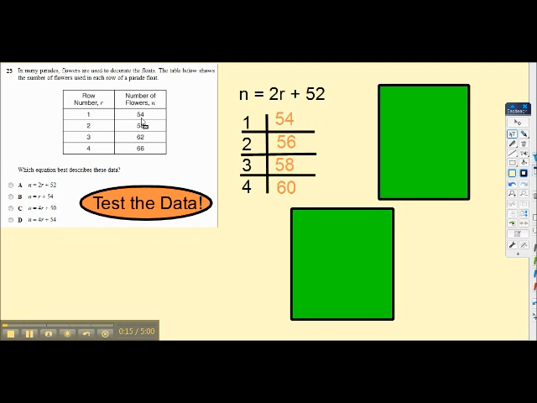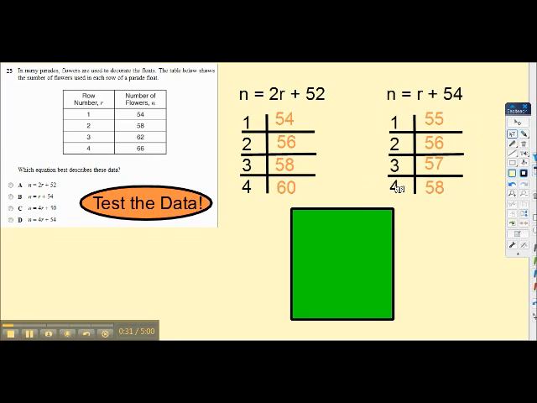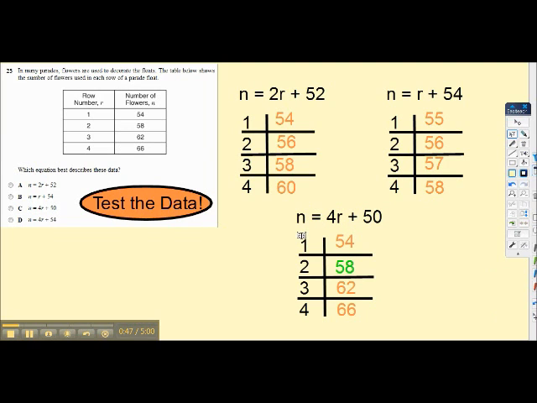Now the first one does, which is why you don't want to stop after 1. You want to plug in several of these, at least 3, if not all of them. Here we plugged in all 4. But notice that our second one, 58, doesn't match 56, 62 doesn't match 58, and 66 doesn't match 60. So we got to move on to B. For B, it's going to be R plus 54, so if we plug in the inputs they give us, that'll be 1 plus 54 is 55, 2 plus 54 is 56, and so on. Again, that doesn't match the outputs they gave us, so we move on to the third one, 4R plus 50.